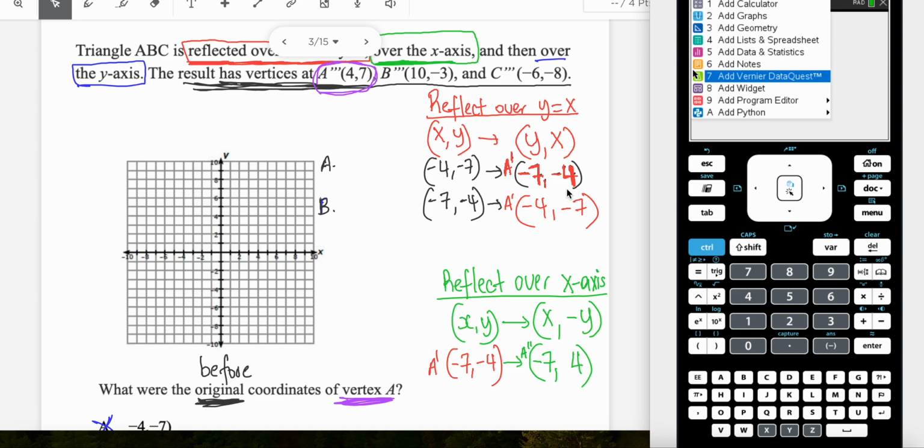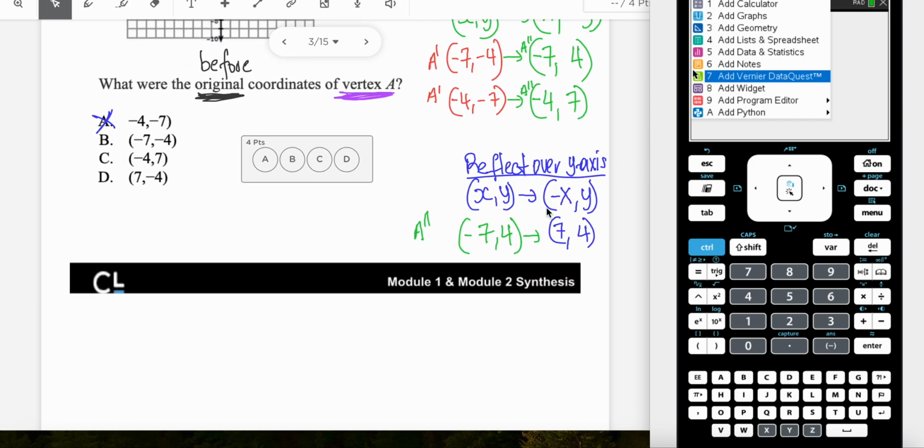Okay, so we're going to take that a prime, negative 4, comma, negative 7, and we're going to reflect it over the x-axis, which means that the x remains the same. So we're going to have negative 4, and then we change the sign of the y, so positive 7. Okay, and then that would be our a prime prime. And then we're going to take our a prime prime, which is negative 4, comma, 7.